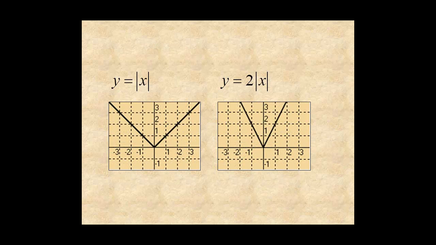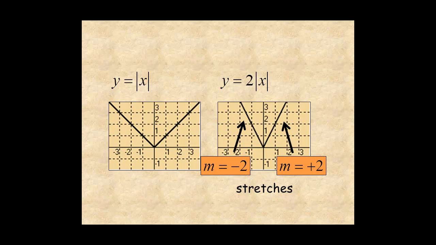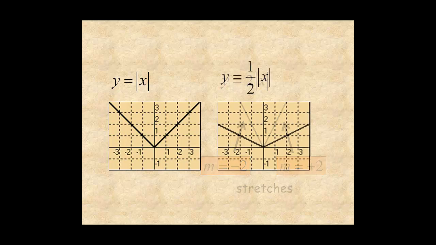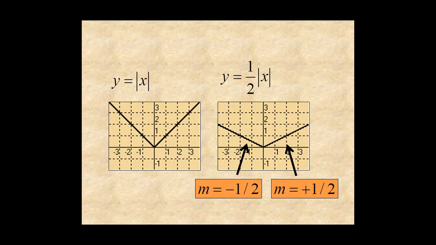For this graph, the function was multiplied by 2. The graph stretches vertically, and the legs now have slopes equal to ±2 instead of ±1. For this graph, the function was multiplied by 1/2. The graph shrinks vertically, and the legs now have slopes equal to ±1/2 instead of ±1.